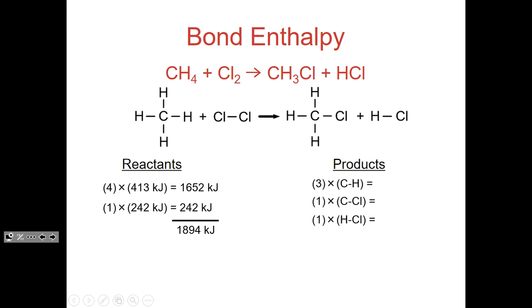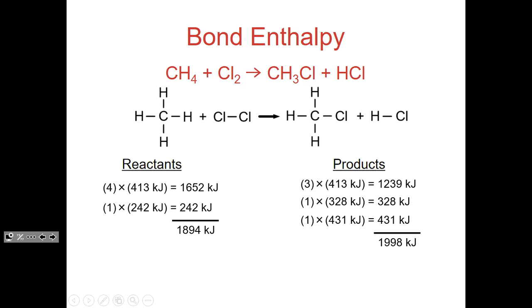We have 3 C to H bonds, 1 C to Cl bond, and 1 H to Cl bond. That's what we're going to end up with on the product side. So we look up those individual bond enthalpies, multiply them by the appropriate value, and then sum them all up to find out what the total is.